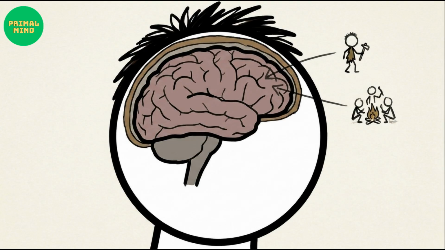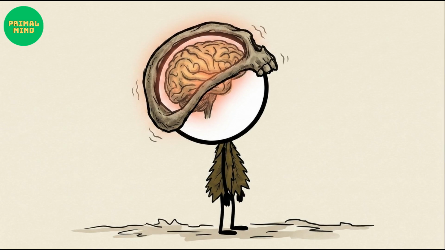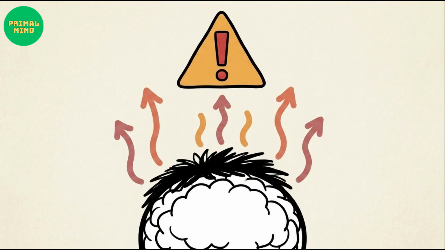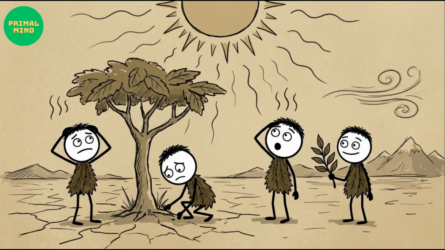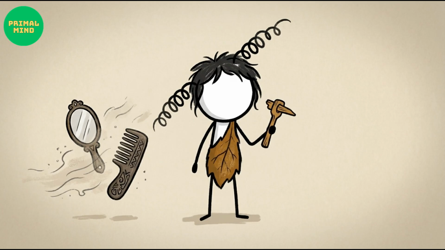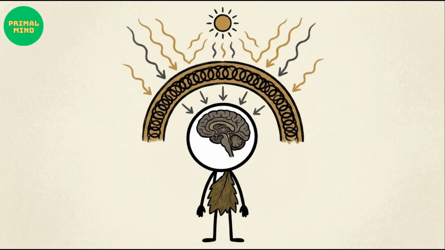Your brain, sitting just beneath that scalp, is one of the most heat-sensitive organs in your entire body. Overheat it and you're in genuine danger. Fast. So in the specific environment where humans first evolved, tightly coiled hair wasn't a cosmetic feature. It was a life support system for your brain.